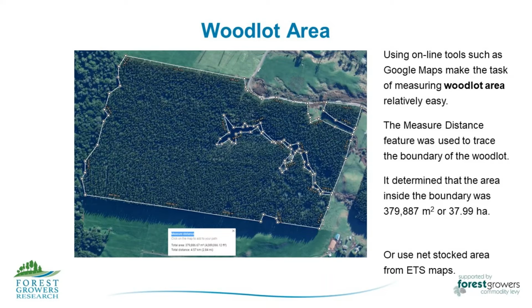Anyone with a post-1989 woodlot registered in the Emission Trading Scheme can use their ETS maps as a relatively accurate guide to net stocked area. Some regional councils may also be able to provide maps.